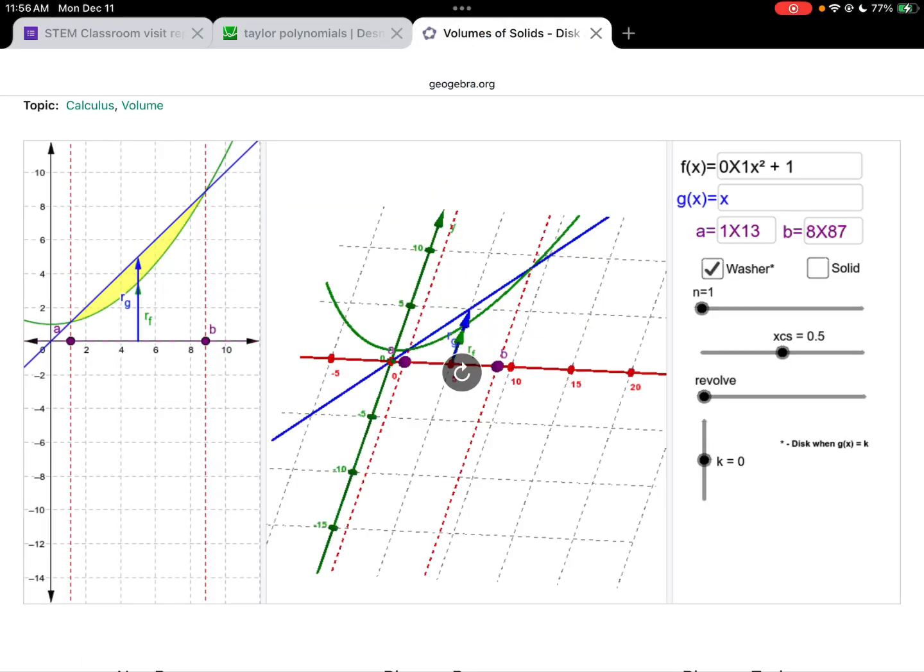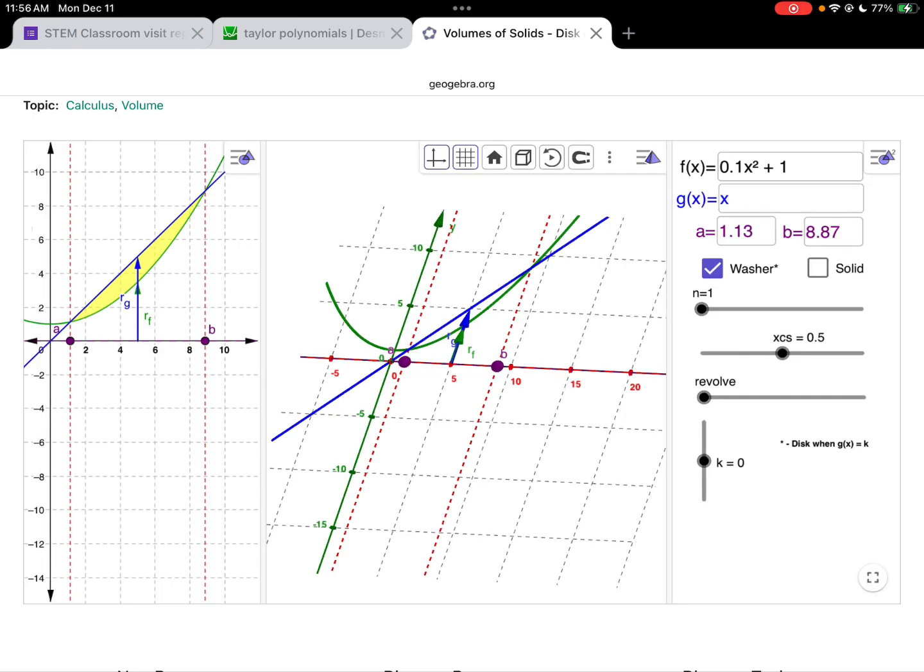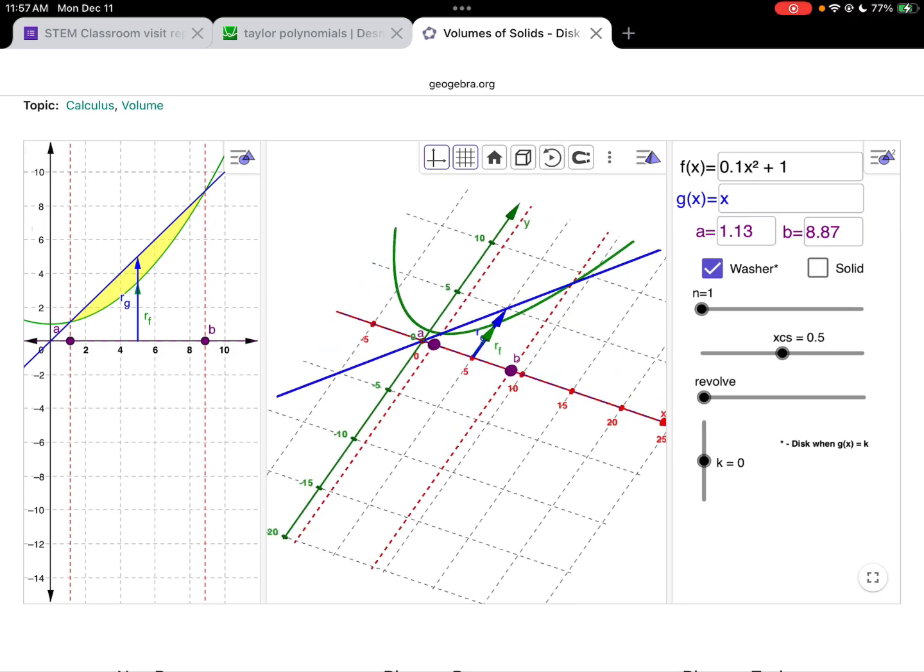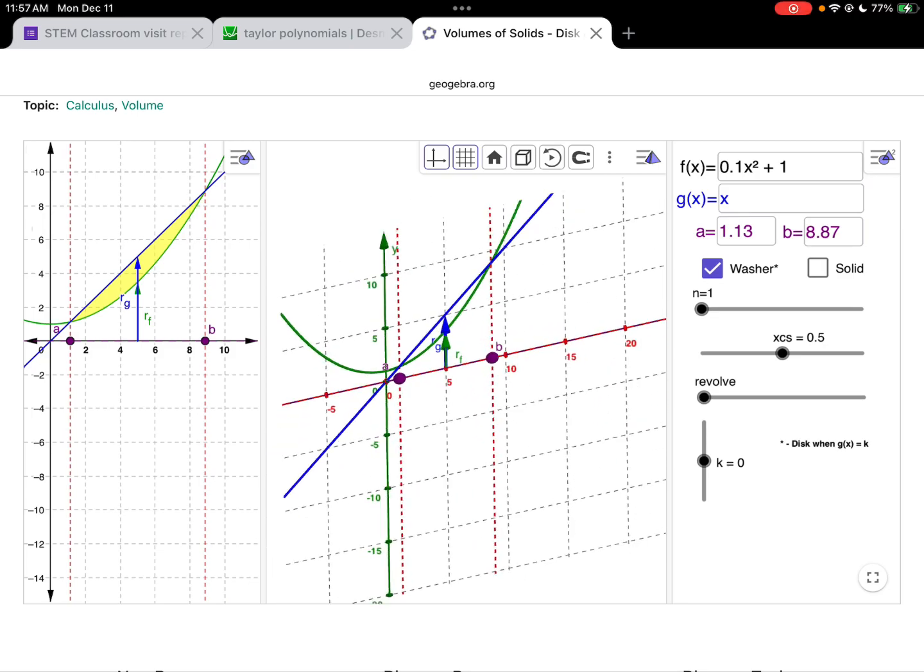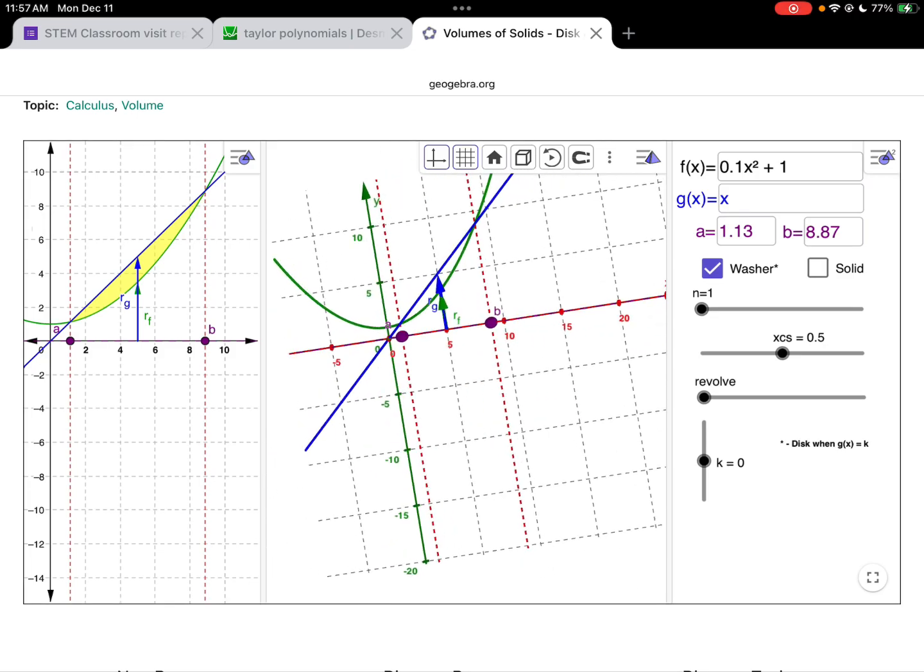On the left-hand side, I have the 2D graph of our equations that we graphed on our paper. We have our linear equation, y equals x, in blue, and in green we have the curve 0.1 x squared plus 1, or 1 over 10 x squared plus 1. Let me show you on the right-hand side. This is our 2D view of this.